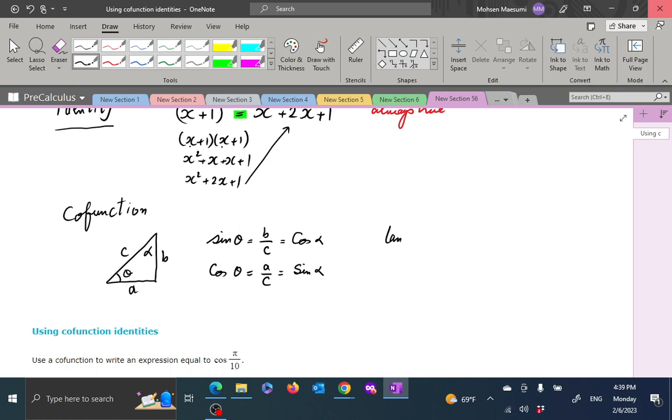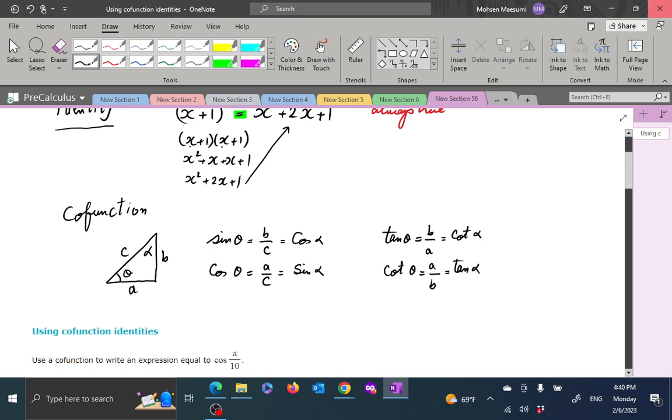How about tangent of theta? Tangent of theta is the ratio of opposite to adjacent. Well, what is cotangent of alpha? Ratio of its adjacent to its opposite. How about the other way around? Cotangent of theta is the ratio of its adjacent to its opposite, and that is same as tangent of alpha, which is the ratio of its opposite to its adjacent.